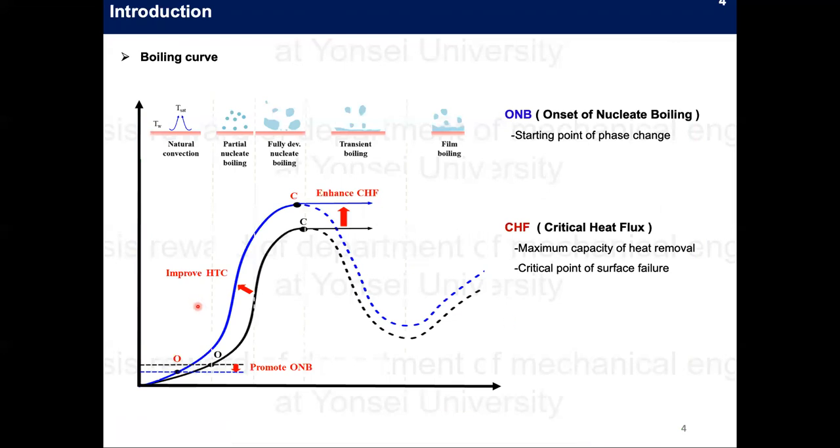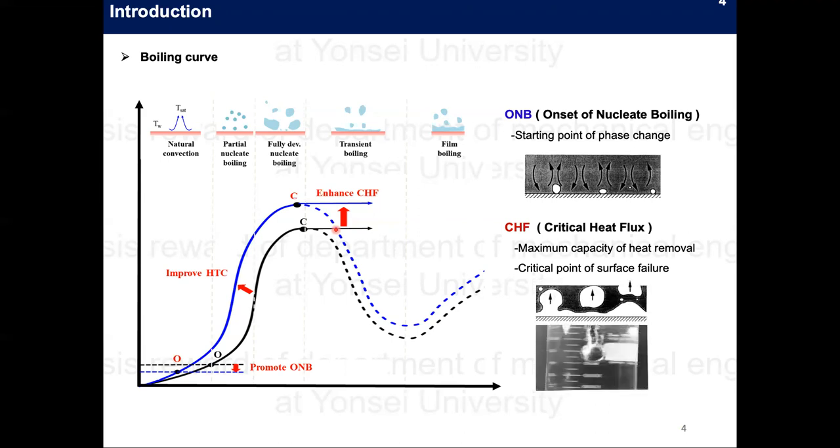There are 3 goals of boiling heat transfer that researchers want to achieve: to promote onset of nucleation boiling, which means the starting point of phase change; to improve heat transfer coefficient, which means the increase in heat dissipation capacity; and enhance critical heat flux. The critical heat flux here can be seen as a critical point of heating systems. When a heating system reaches this point, the entire heating surface will be covered by a vapor film that blocks any further heat transfer from the surface to the water.